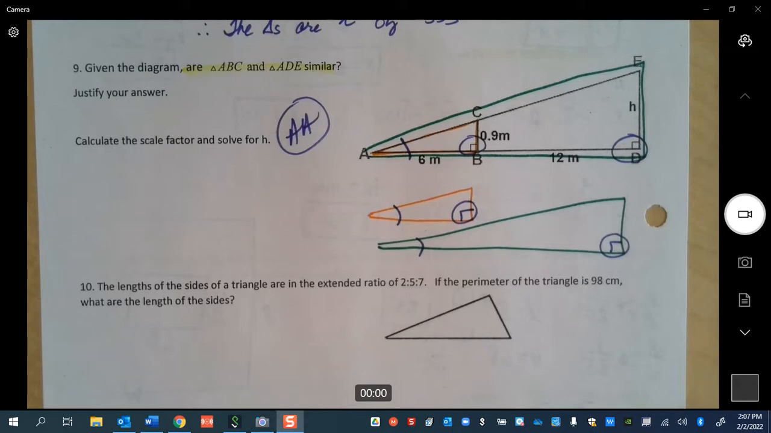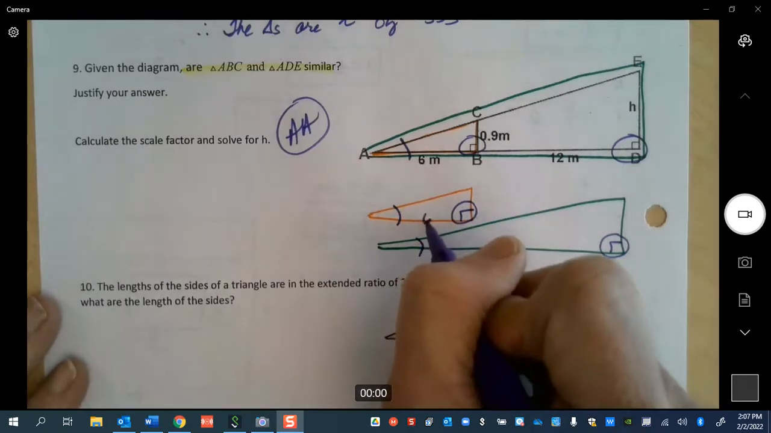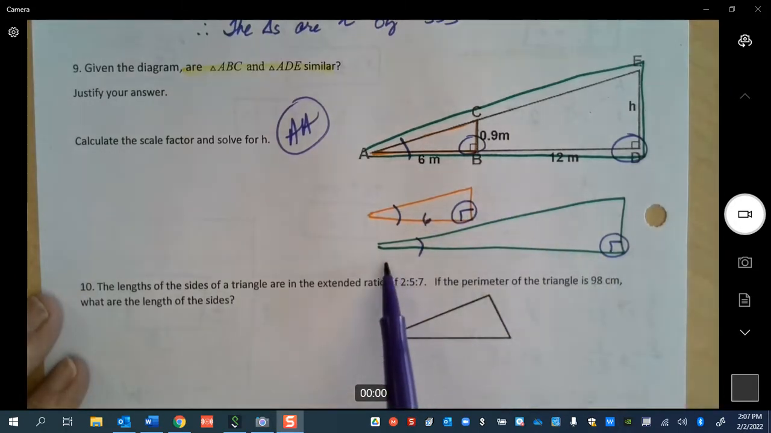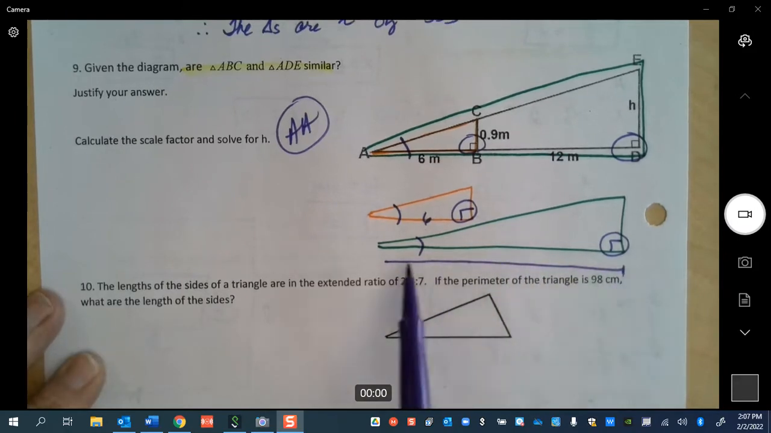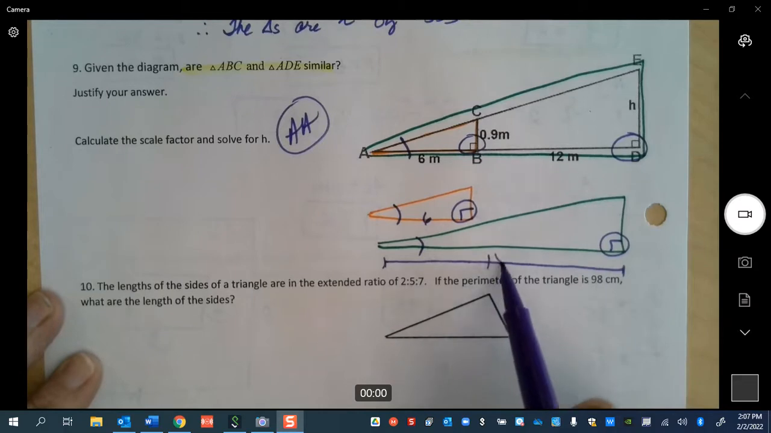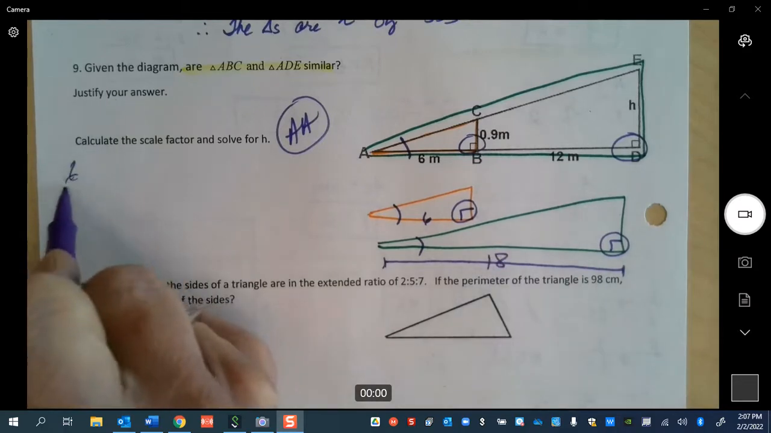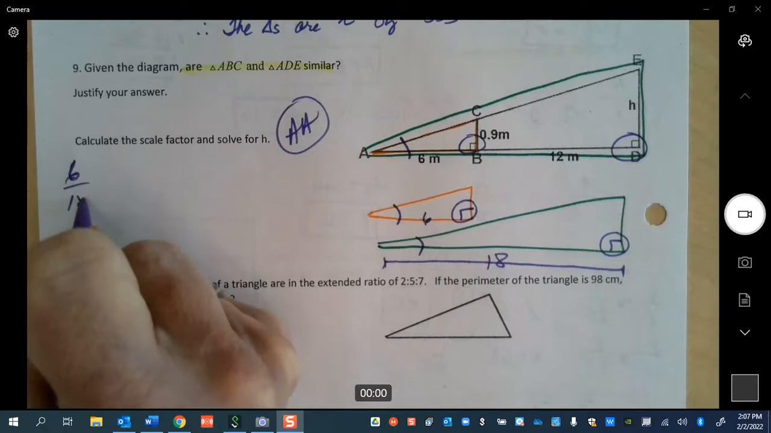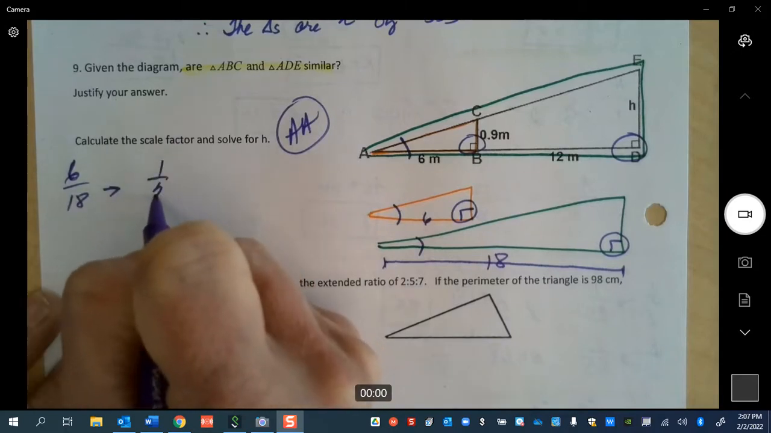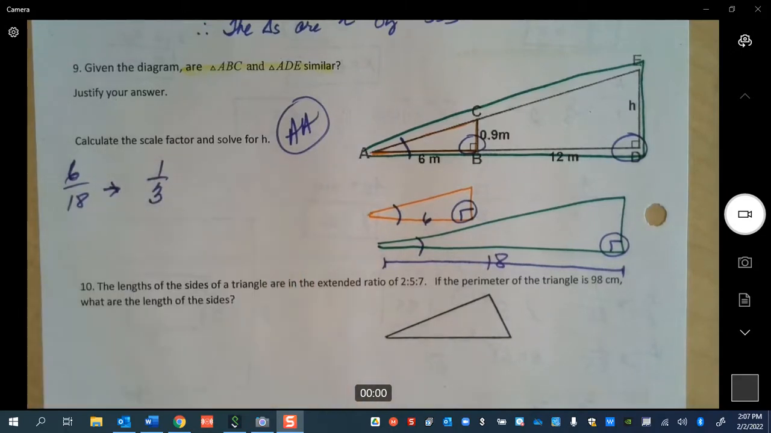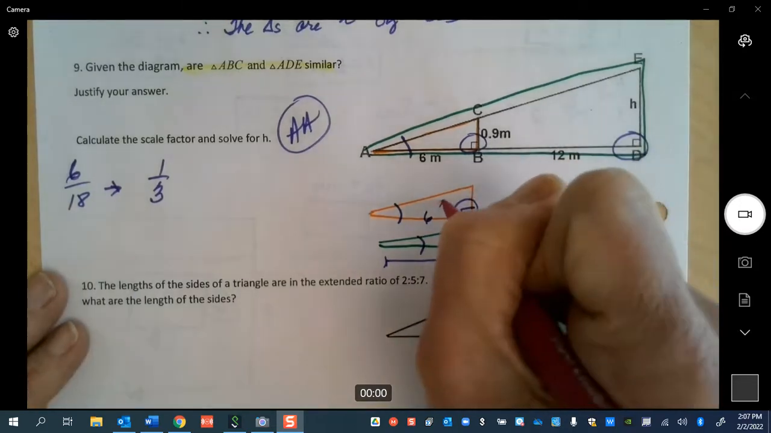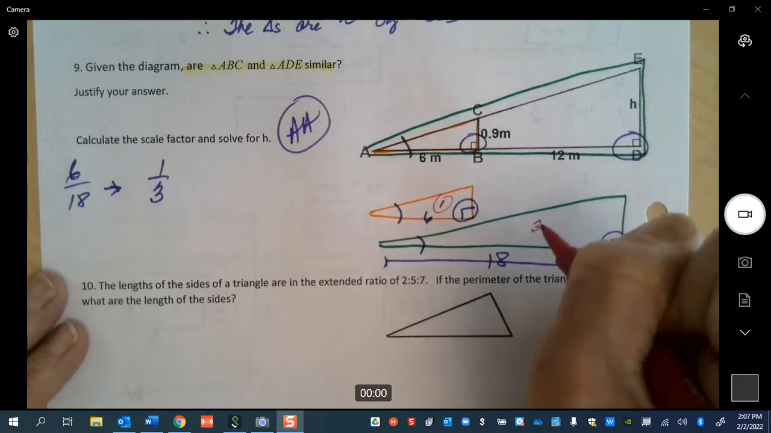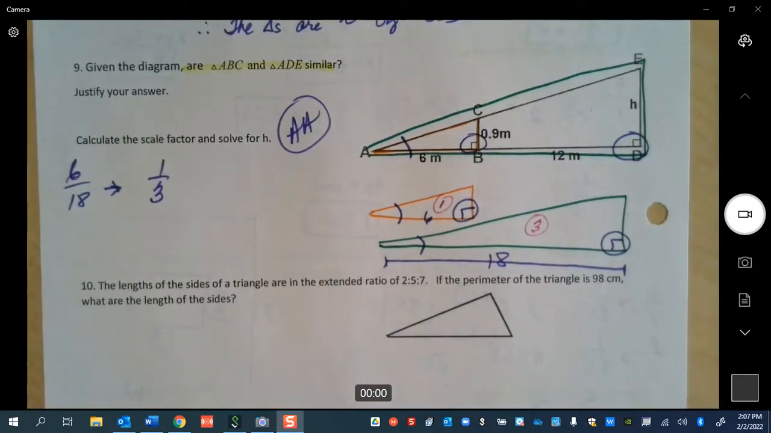So when they want me to calculate the scale factor, let's take a look at the measurements. I've got a measurement of 6 here. What is the length of this corresponding side? Yeah. Make sure you do 18. Because 6 to 18 is going to give me a scale factor of 1 to 3. For every one measurement in this triangle, there are 3 in this one.